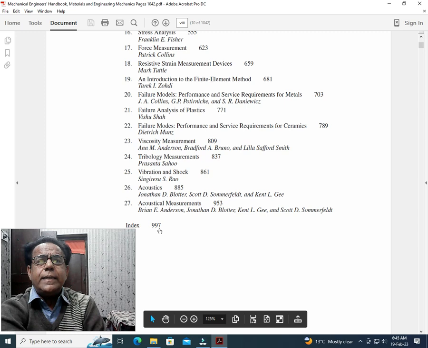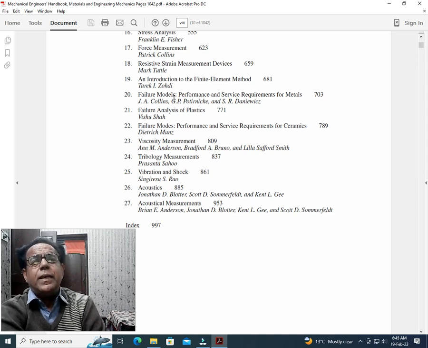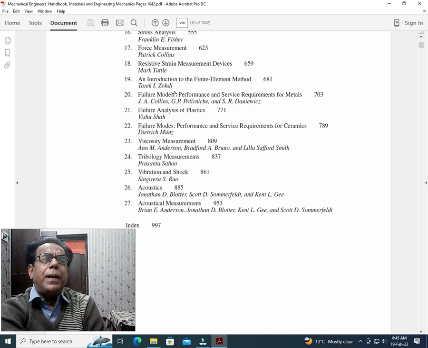Okay, 997. While this book has a total number of pages of 1041 in soft format, not the actual hard copy page numbering. This number 1042 also includes the starting and ending pages in which the preface etc. are given, and the ending pages in which appendices and index sets are given.